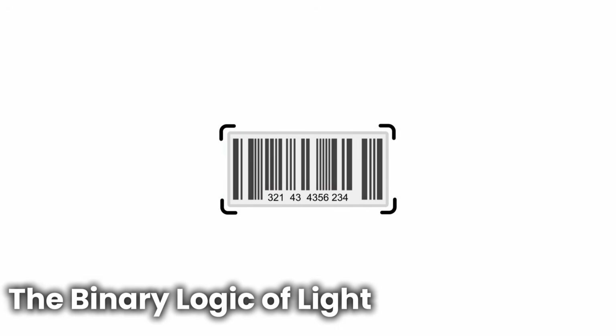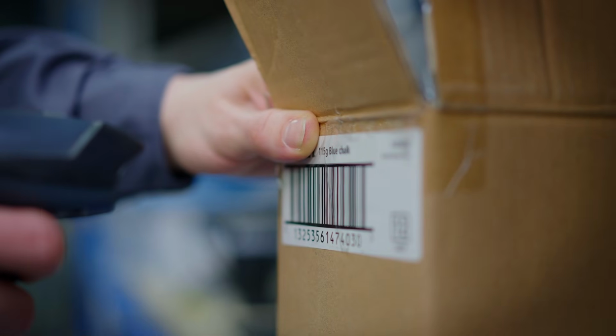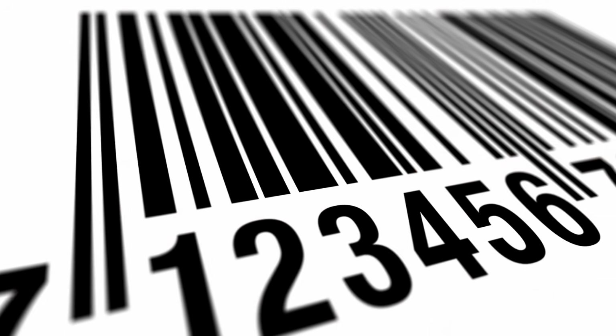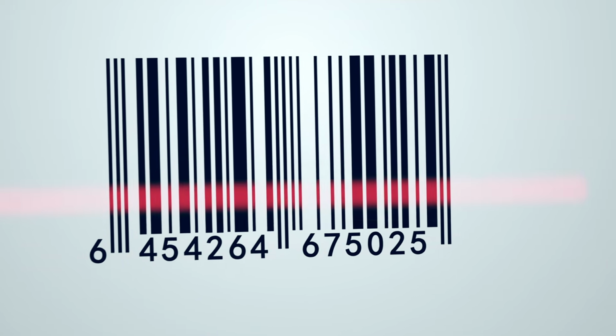To us, a barcode is just a block of random lines. To a scanner, it's binary architecture. Here is the secret. The scanner isn't actually reading the black lines. It is reading the white spaces between them. When a laser sweeps across the code, the black bars absorb the light, while the white spaces reflect it back. The scanner interprets these reflections as zeros and ones.